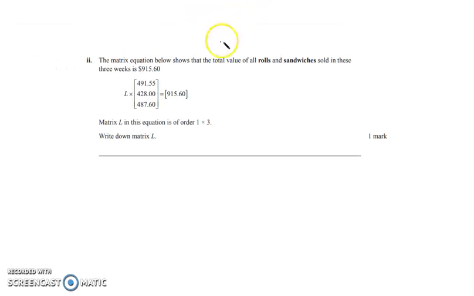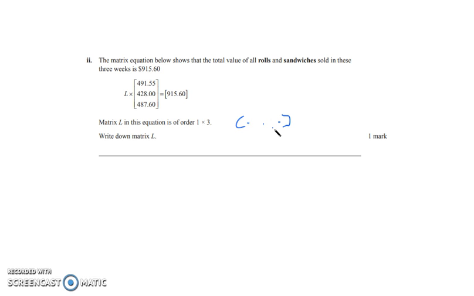The matrix equation shown below shows that the total value of all rolls and sandwiches sold in the 3 weeks is $915.60, and it's been given by this matrix multiplication here and is showing an answer. Matrix L in the equation is of the order 1 times 3, so that means we've got 1 row and we've got 3 columns. So we're going to have 3 values in our standard matrix. So write down what the matrix L is.